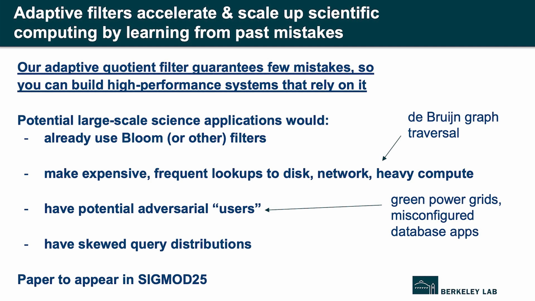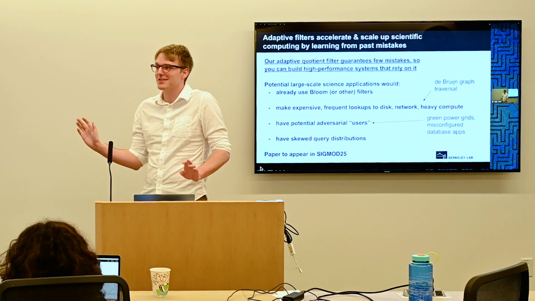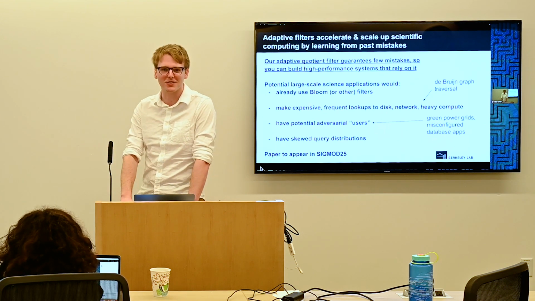If you have potentially adversarial users, like green power grids, where you have people trying to supply power to the grid, but they could be doing something weird, that might be an application. And finally, if you have a skewed distribution. So if any of this sounds like something you have, come and talk to me. I'd be very interested to hear more.